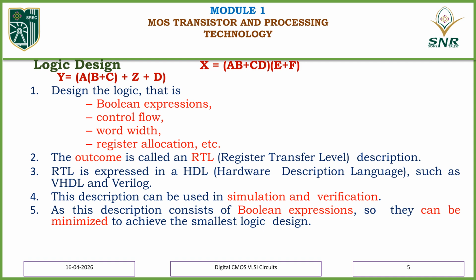Logic design translates the system architecture into a precise digital representation using Boolean expressions and control flow. At this stage, important decisions such as word length, data paths, and register allocation are defined. The outcome is described at the register transfer level, or RTL, which specifies the movement of data between registers under clock control. RTL is implemented using hardware description languages, such as Verilog or VHDL. This description is used for functional simulation and verification. Since the design is expressed in Boolean form, logic minimization techniques can be applied to optimize area, power, and performance.